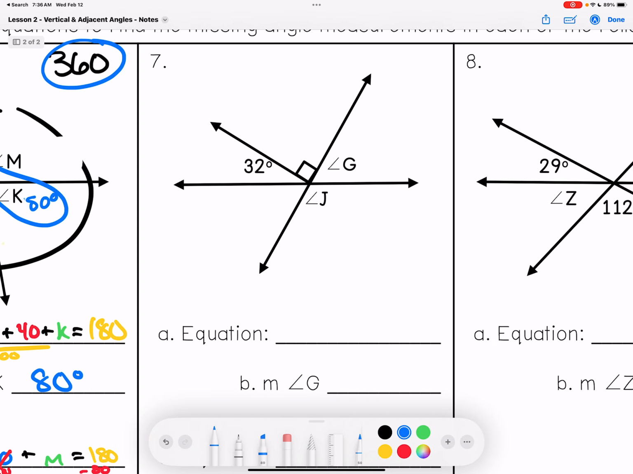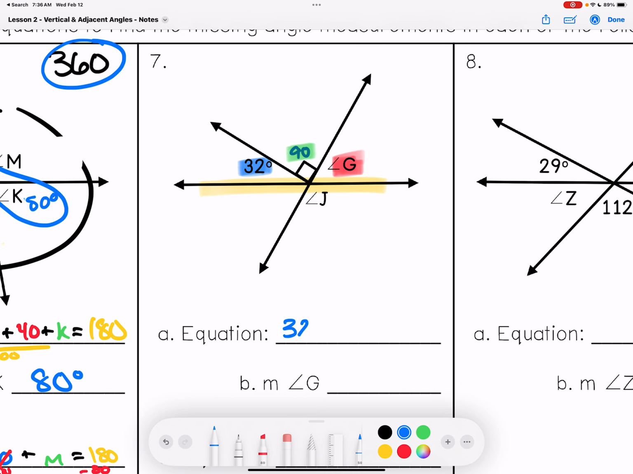All right, number 7. Again, the whole thing equals 180. We know that this one equals 90. How do I know that? Because it's got that little box, you know, that I told you is a right angle. So if that one's 90, we know the line is going to be 180. So we know that we have 32, 90, and G. And we know that those add up to 180.